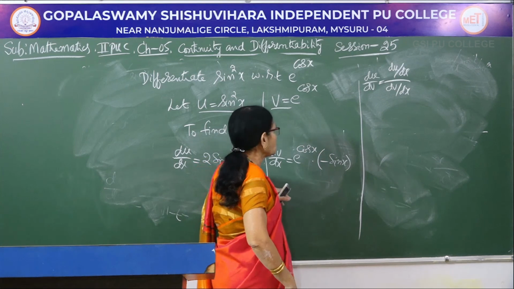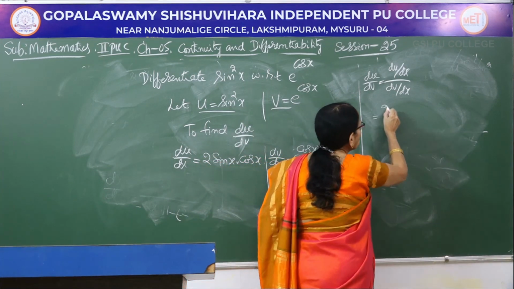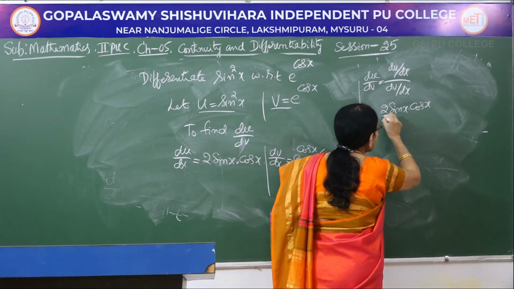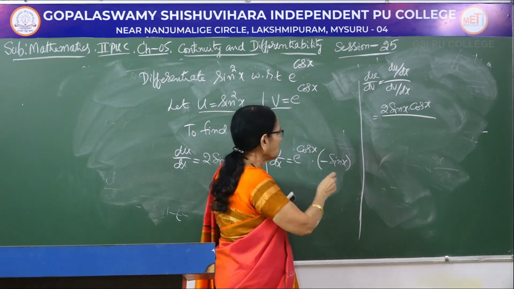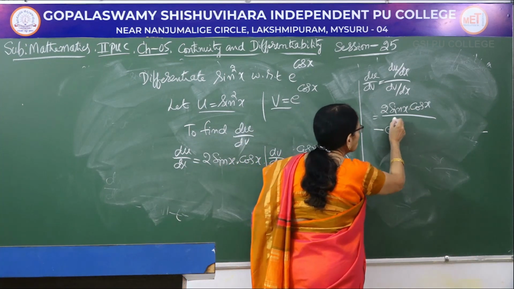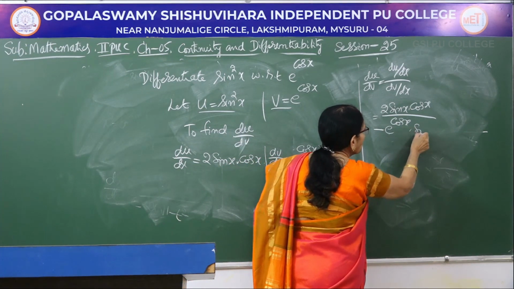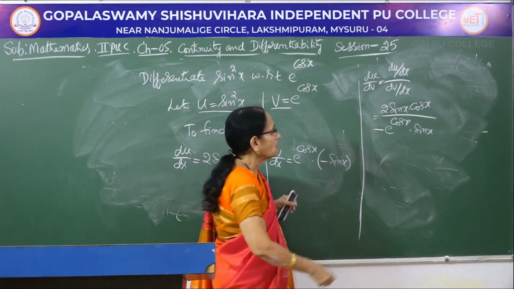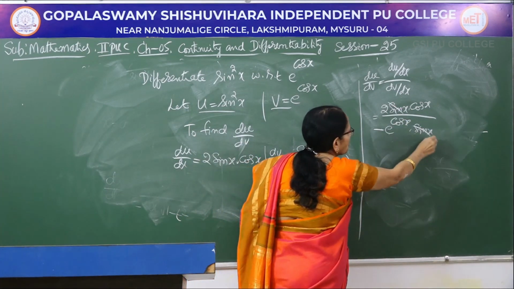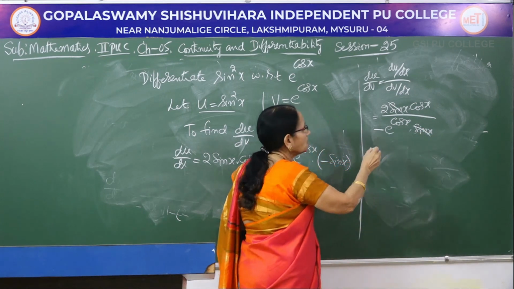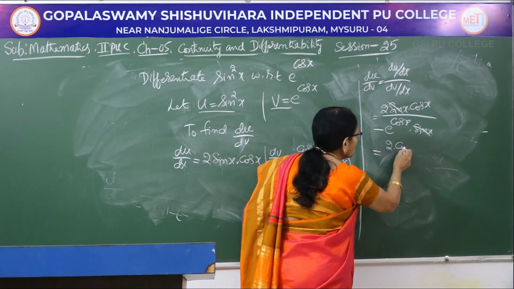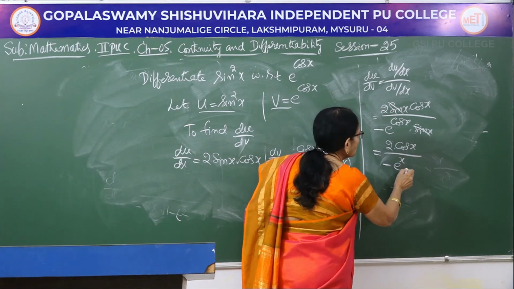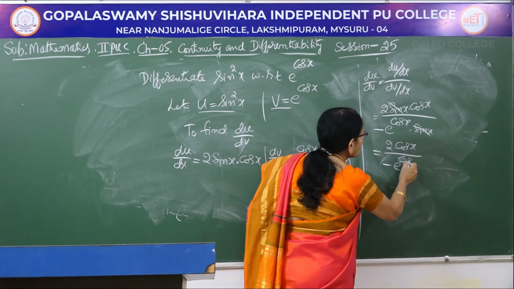So du by dx, the first one, it is 2 times sin x into cos x divided by dv by dx, minus e to the power cos x into sin x. Of course, you cannot do any simplification here, but for cancelling sin x. So, what is remaining now? In the numerator, it is 2 into cos x, in the denominator minus e to the power cos x.